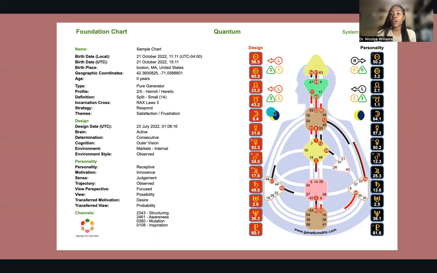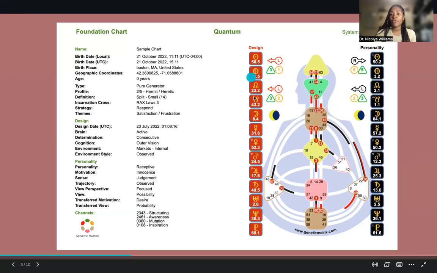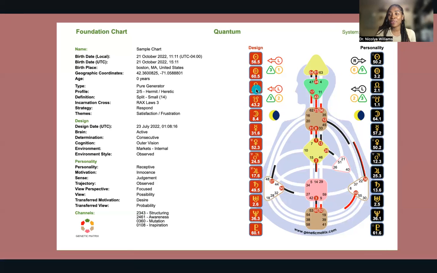Then we have these arrows right here. So I'm sorry, these are the planets, as I mentioned. And then these different numbers underneath speak to your different gates. Then we have the variables that speak to different parts, such as manifestation and environment and digestion and cognition and things like that. And then we have these shapes, the triangles, the squares, things like that.